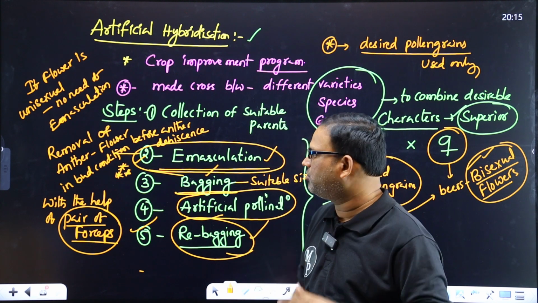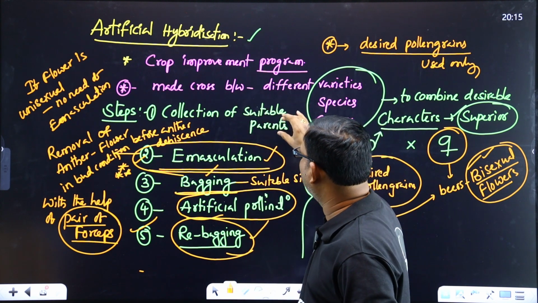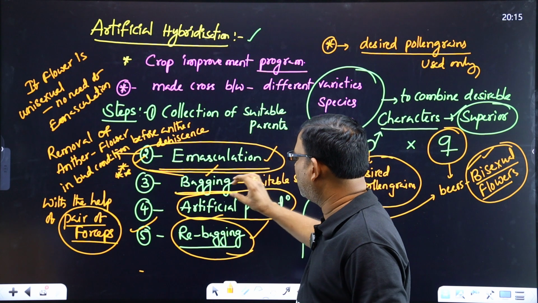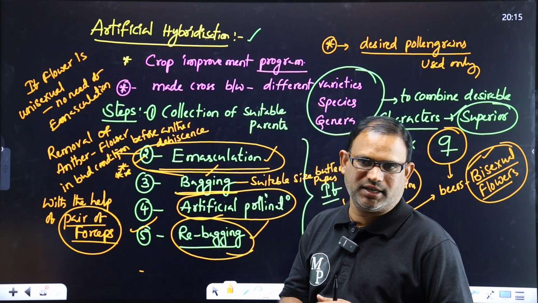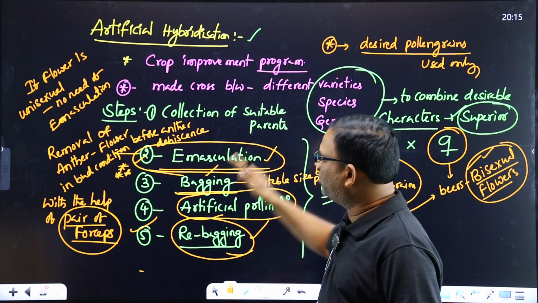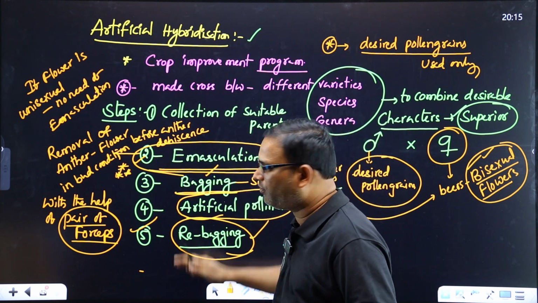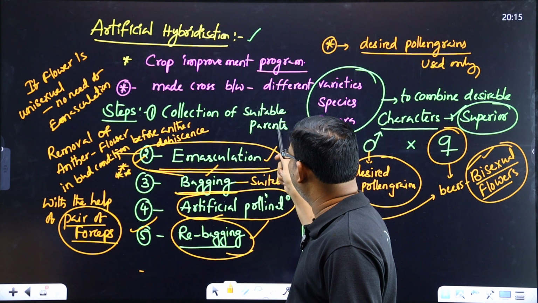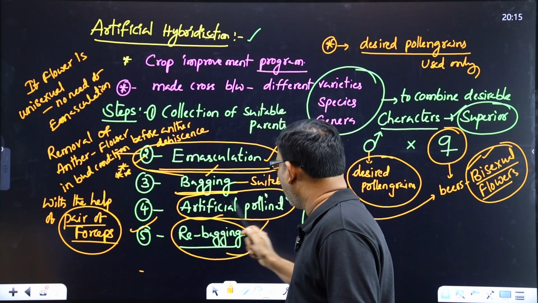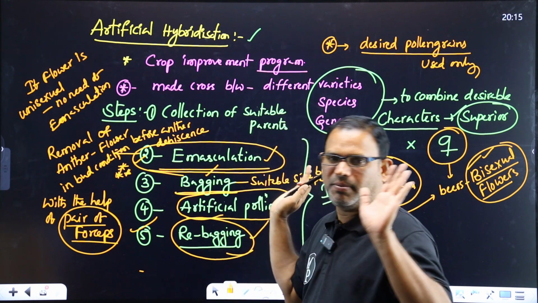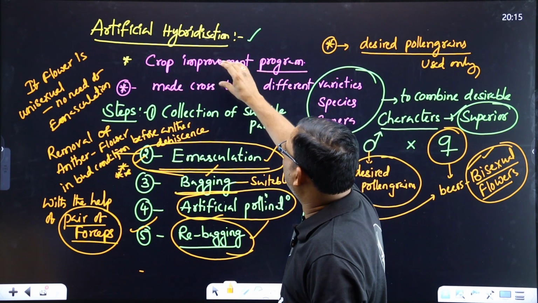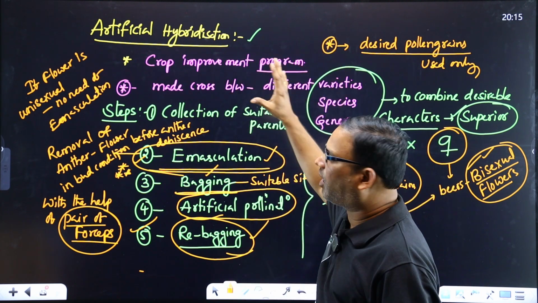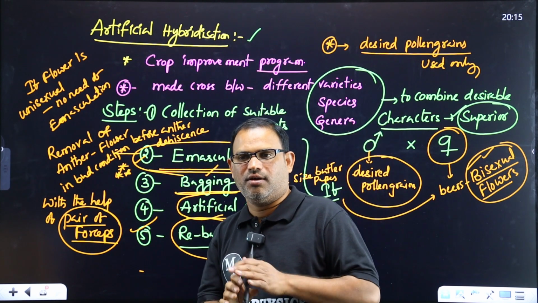There are a total of 5 steps: collection of suitable parents, emasculation, bagging, artificial pollination, rebagging. If a unisexual flower is there, there are only 4 steps: collection of suitable parents, bagging, artificial pollination, rebagging. This is very, very important. One of the crop improvement programs is artificial hybridization.